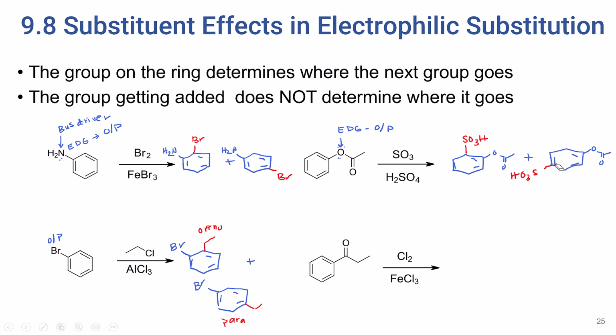And lastly, we have a carbon double bonded to oxygen. This is an electron withdrawing group, so it's going to be a meta director. We have 1 product. A chlorine will be meta, which is 3 positions away from that carbonyl group.